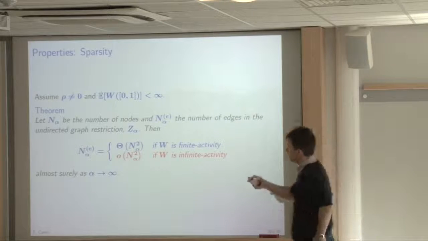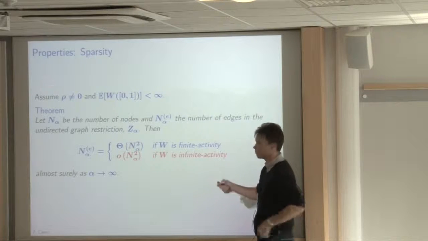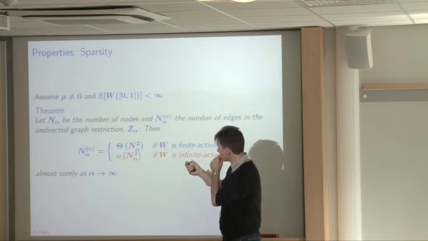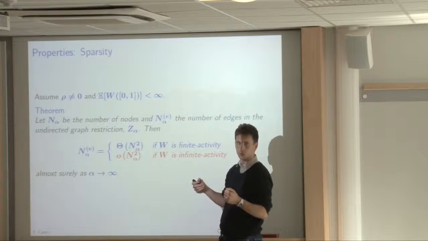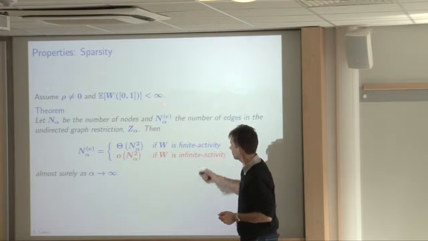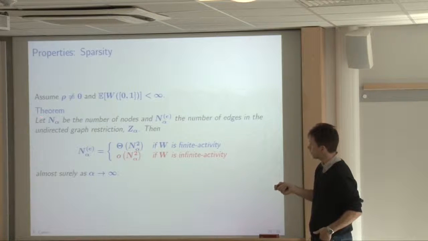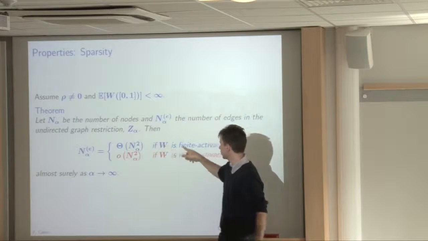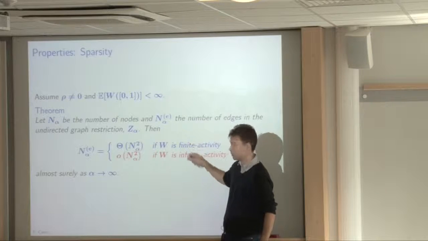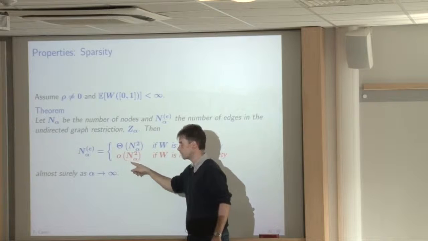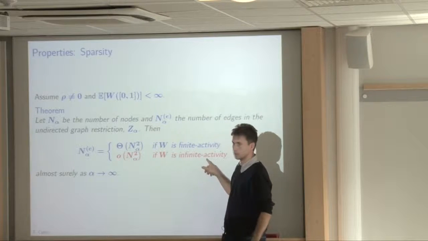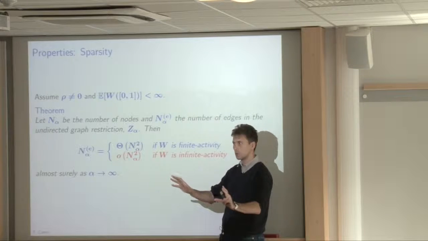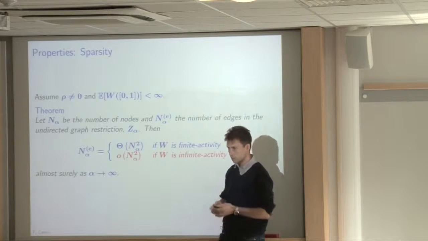Interestingly, if you assume that rho, the distribution over the jumps, is non-zero, and that the expected value of the sum of the sociability parameters over any interval is bounded, then you've got the following result: the number of edges scales quadratically with the number of nodes if I've got a finite activity completely random measure, and it scales subquadratically, so I've got a sparse graph, if W is infinite activity. So in a sense, if you use a Bayesian non-parametric model, where you've got an underlying infinite number of parameters, you're in the sparse regime. Otherwise, you're in the dense regime.